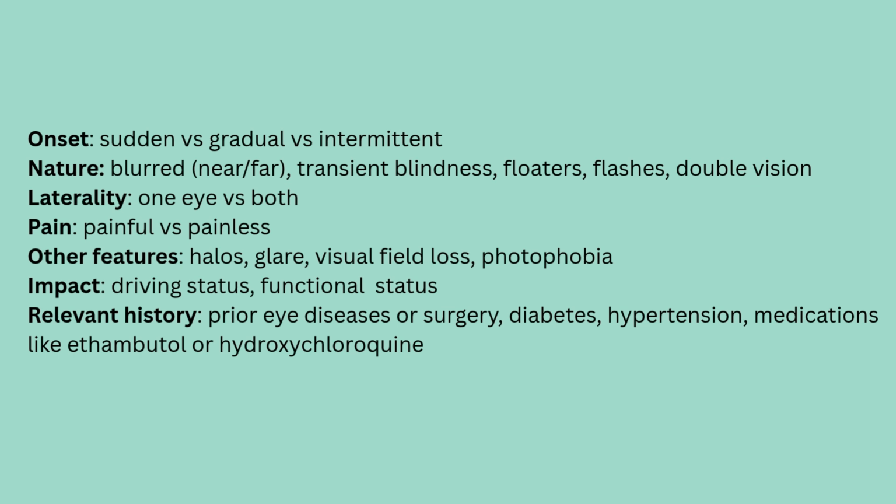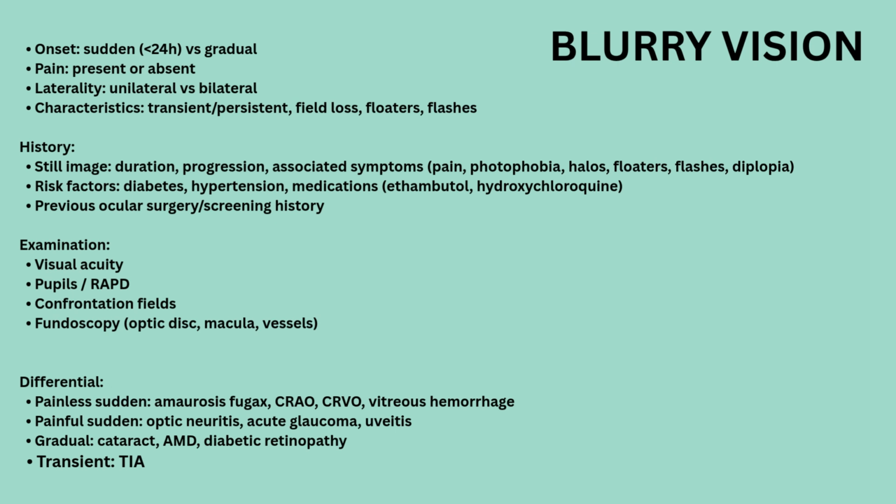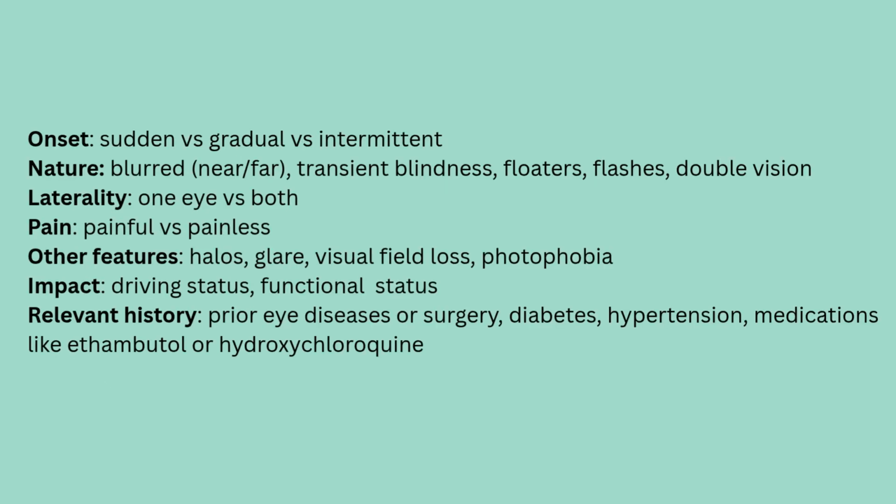Next thing to keep in mind is the past medical history or any underlying risk factors. For example, we know that diabetes can lead to diabetic retinopathy, and conditions such as macular edema and age related macular degeneration, and such. Also, cataracts, hypertension, and medications such as ethambutol or HCQ. Okay, let's talk about each specific complaint in detail now. Blurring of vision. The history taking pattern will remain the same.